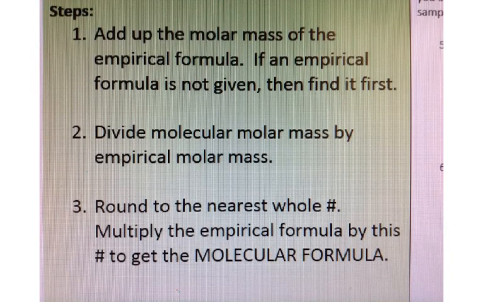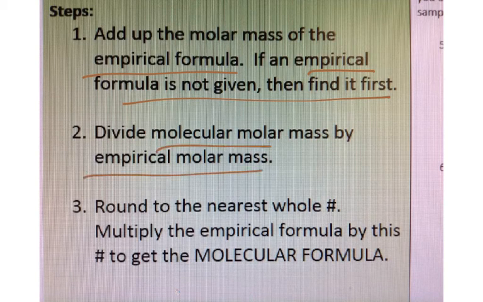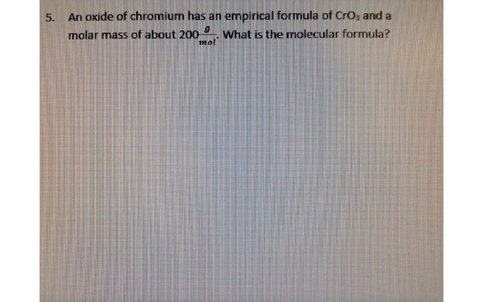All right, as with the empirical formulas, the molecular formulas follow the same pattern over and over again. So first you're going to add up the molar mass of the empirical formula. If you're not given it, then you have to find it first, which means you have to follow those previous steps on the previous slide before you even start step 1 of the molecular. Then you're going to take the molecular mass and divide it by the empirical molar mass, round this to the whole number, and then multiply it out. I think it's a lot easier just to do it than to read it and try to figure it out.